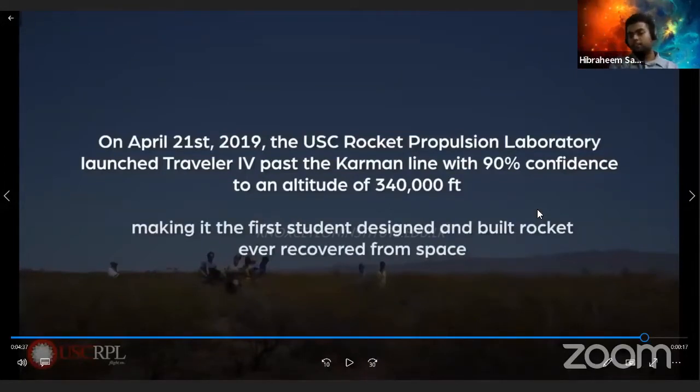So making it the first student designed and built rocket ever recovered from space. See, so this is the first time a rocket designed by a student has been recovered from space. So it has been successfully sent to space and then recovered back. First time in history. No one has been able to do it. So you all can be the second set of students to do it. Yeah, anything is possible, right? So never lose hope.